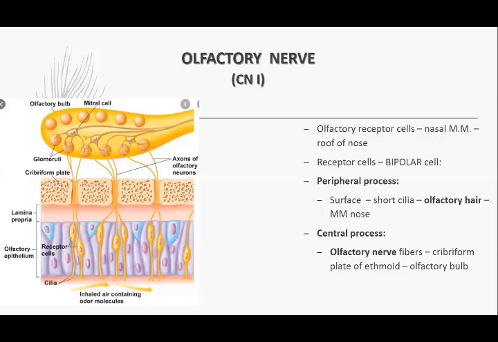I'll read out the syllabus to you. Nose and the first cranial nerve, which is olfactory. Joints of the neck. Pharynx. Paranasal sinuses. Suboccipital triangle and hyoid bone. Pharynx. Tongue and hypoglossal nerve.